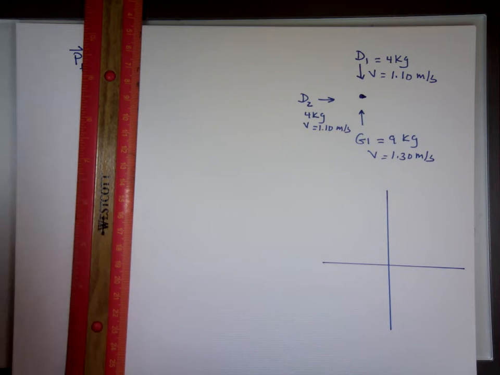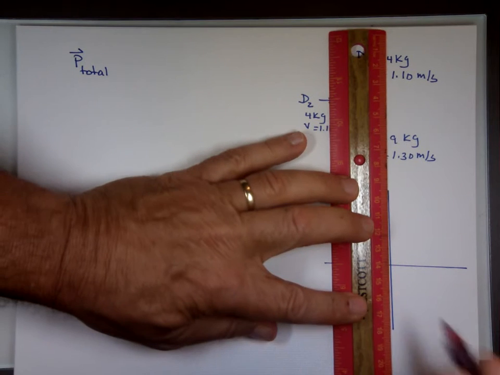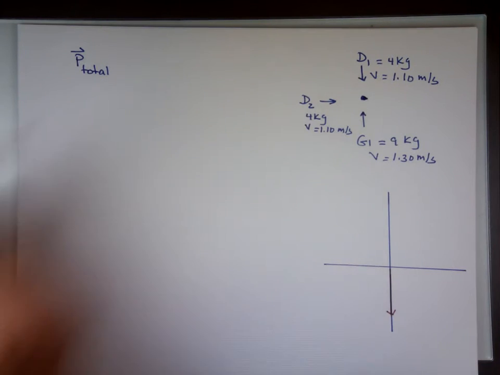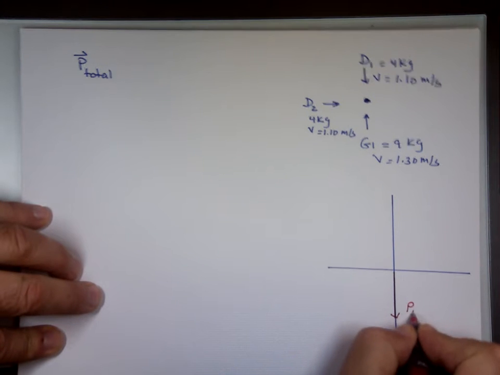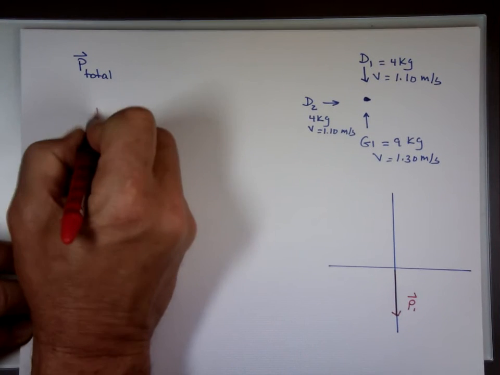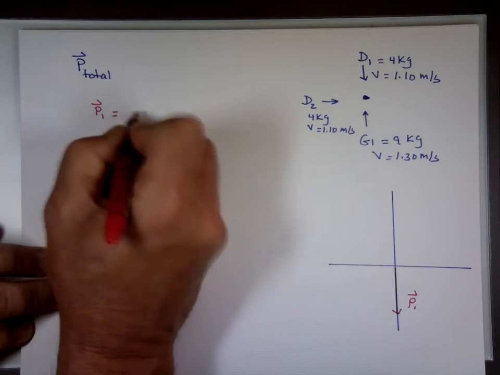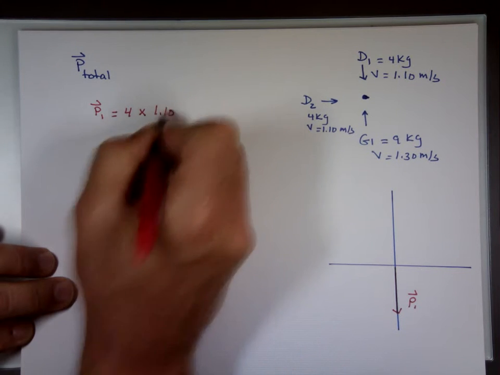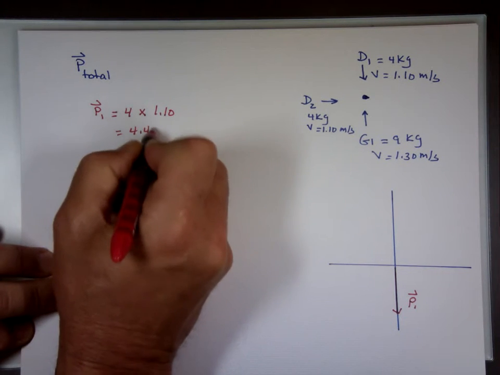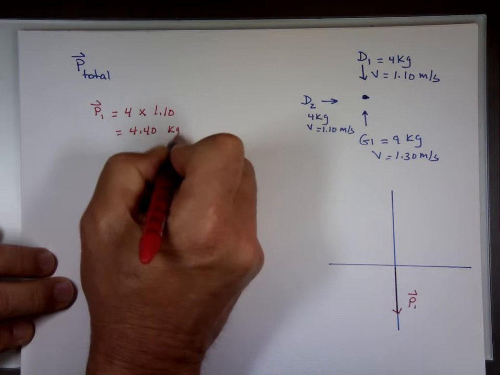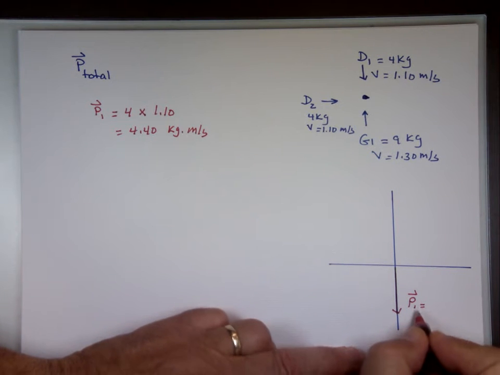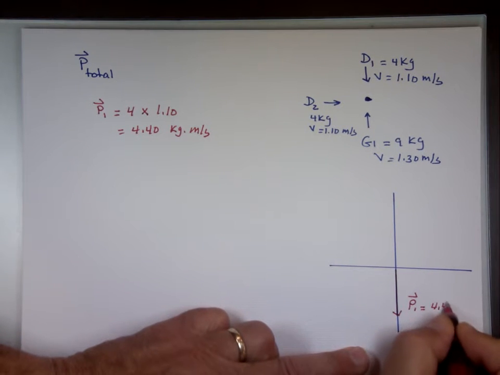So duck 1 is going to have a linear momentum going in this direction. It's a vector, the same direction as velocity. It's moving that way. So this is the linear momentum for duck number 1. It is going to be the mass of 4 times the velocity of 1.10. So P1, linear momentum 1, is 4.40. It's coming down.